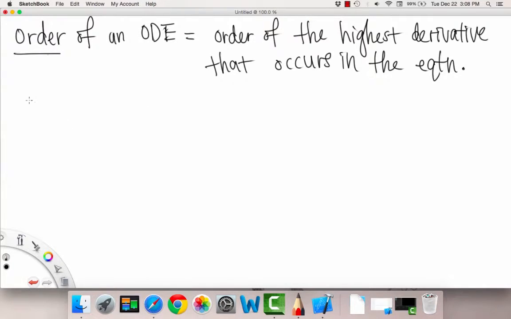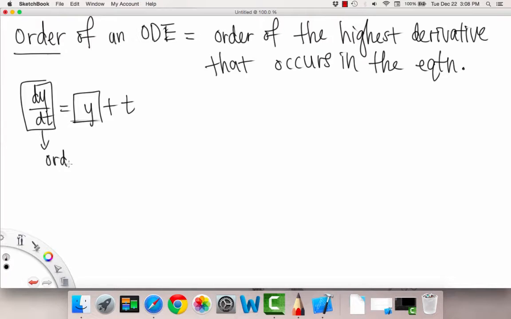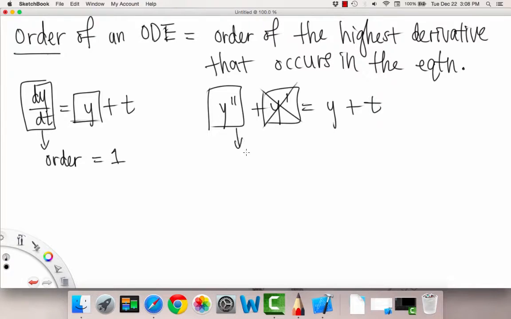So for example, the one that we had before, dy/dt is equal to y plus t. In this one, we have our unknown function, right? And that's basically to the zeroth derivative, right? Because we haven't derived it at all. But then here we have the first derivative. So in this case, the order of this equation is equal to 1. So it's to the first order. Whereas the other one that I showed you, y double prime plus y prime is equal to y plus t. Now here, the first derivative is not the highest derivative that we see, but instead it's the second derivative. So here this equation has order of 2.